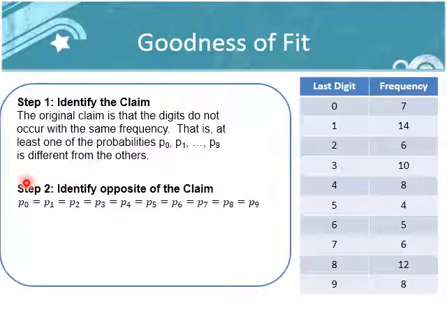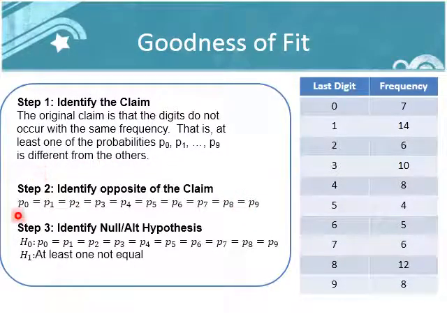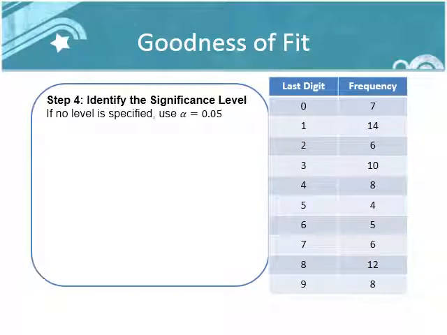So the opposite of the claim is that each of those probabilities or proportions are equal. They all equal the same thing. Just as before, our null hypothesis will be the one that includes all the equality. So in this case, we're saying all the probabilities or proportions are the same. Our alternative hypothesis will be that at least one of those is not the same as the others. Just as before, if we are not given a significance level, we'll use 0.05.